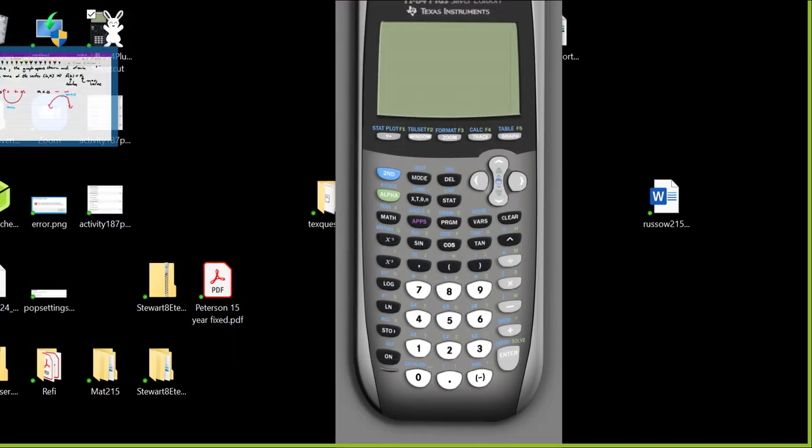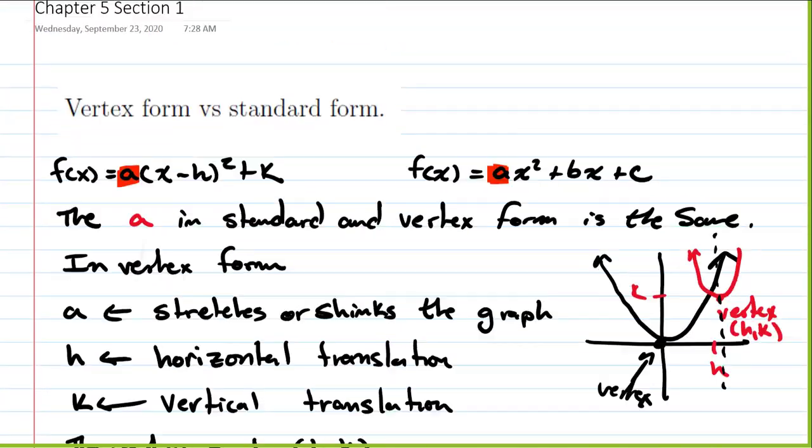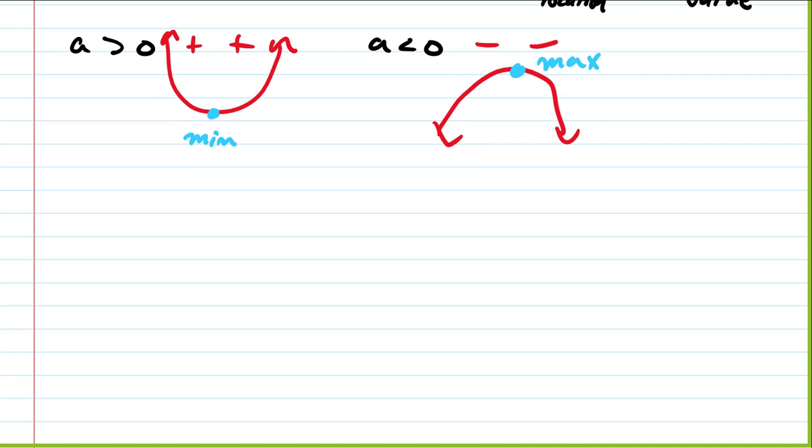So now we see that vertex form is really awesome. So that should raise the question then, well, how can I find the vertex? Well, that's a good question.